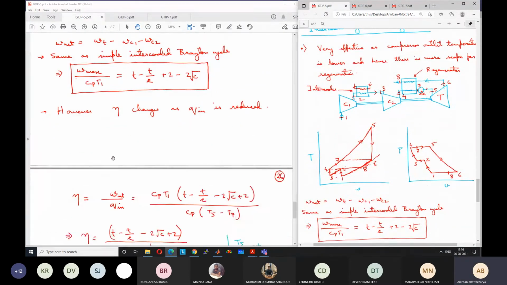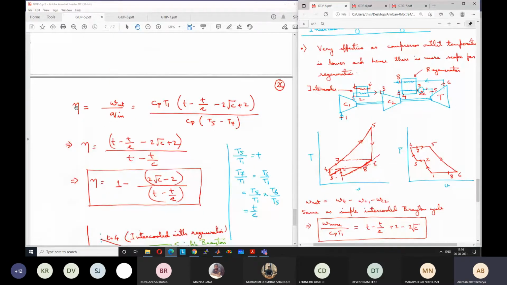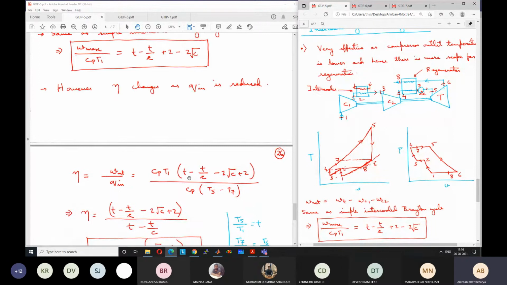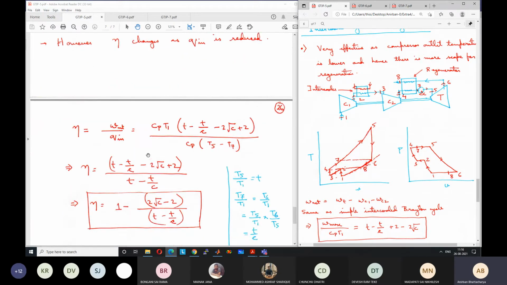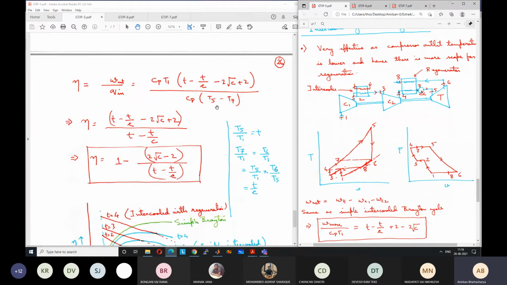So the heat input is reduced. Now the new efficiency is work output, which is CP(T1)(T minus T by C plus 2 minus 2 root C), divided by the heat addition, which is now CP(T5 minus T7), instead of T5 minus T4. That's the only change. So now you can just do some algebraic calculations.